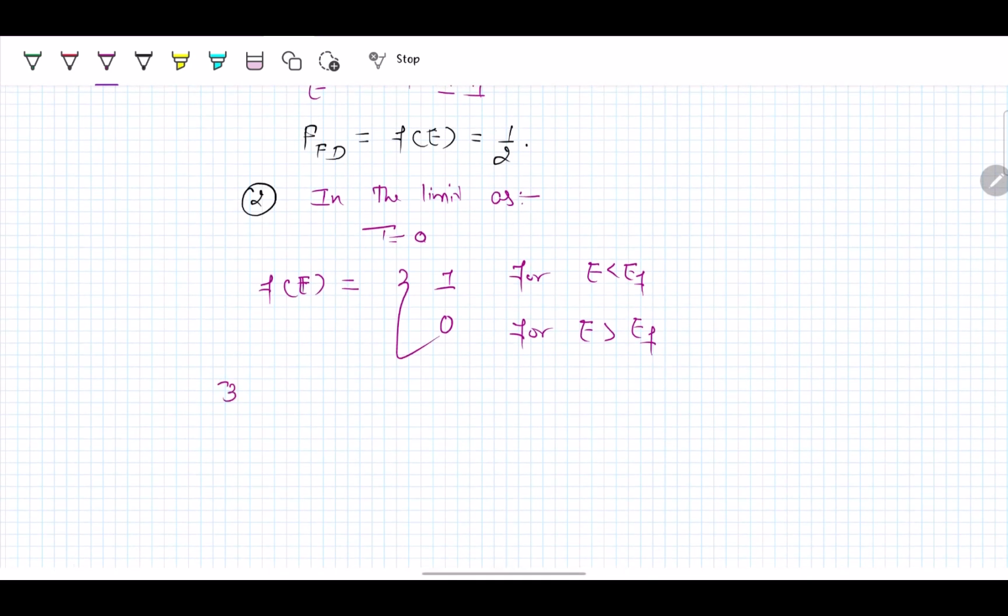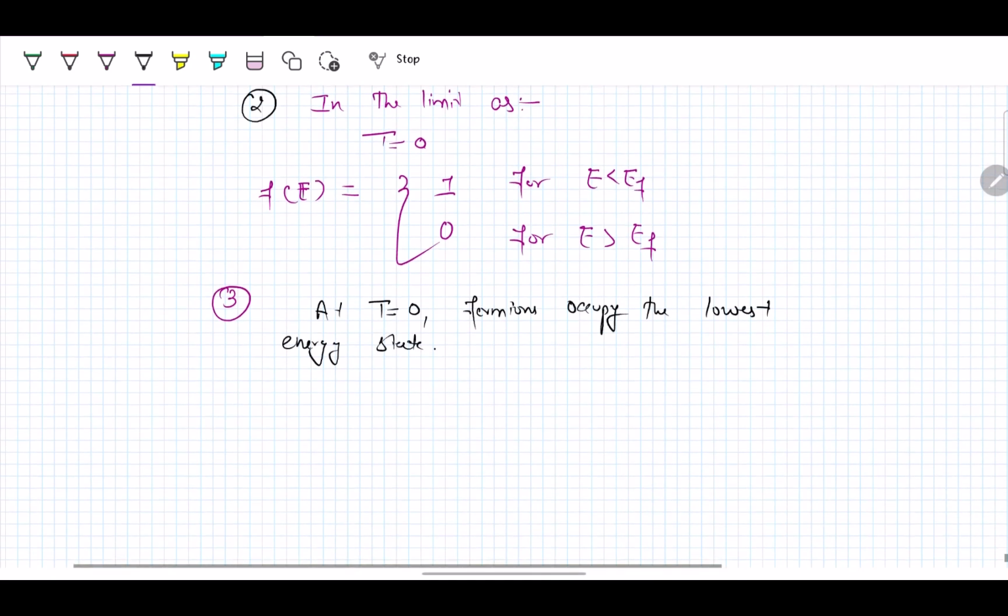The third case we have is at T equal to 0, fermions occupy the lowest energy states. These are the important points related to the Fermi-Dirac distribution and the Fermi level. So fermions occupy the lowest energy states.